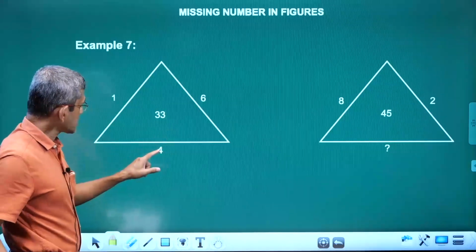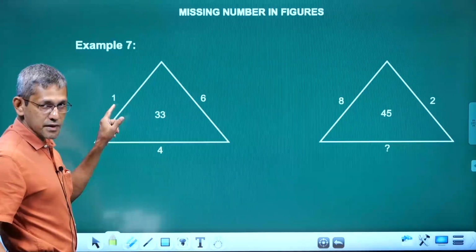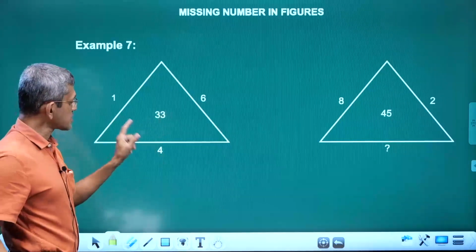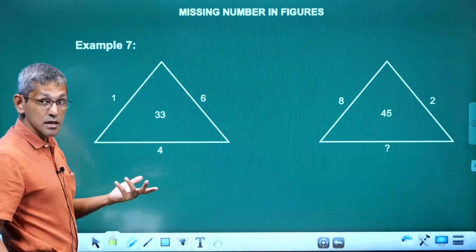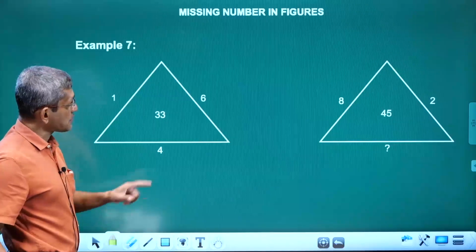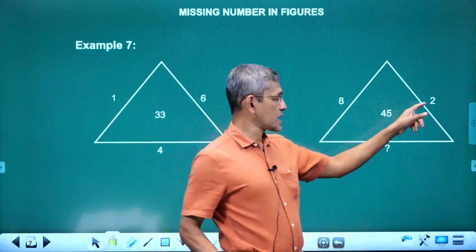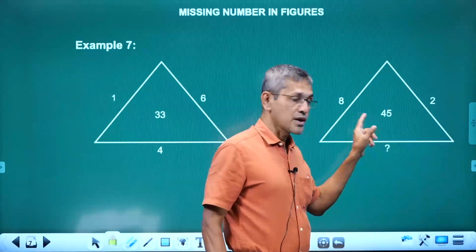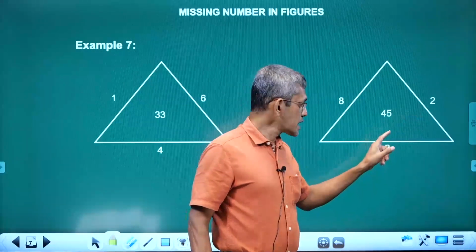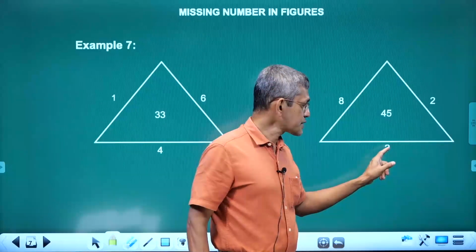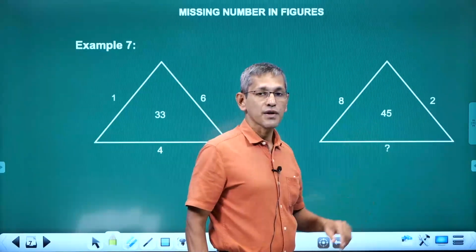So, well, 6 plus 4 is 10. 10 plus 1 is 11. So 11, we have 3 numbers. 11 into 3 is 33. Could be. If that is the case, what kind of pattern is over there? 8. 8 plus 2 is 10. We need to have 45 here. So 8 plus 2 is 10. 10 plus 5 is 15. 15 into 3 is 45.